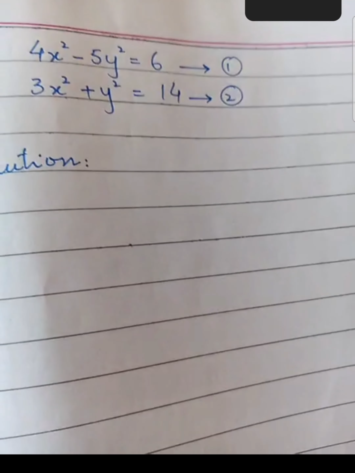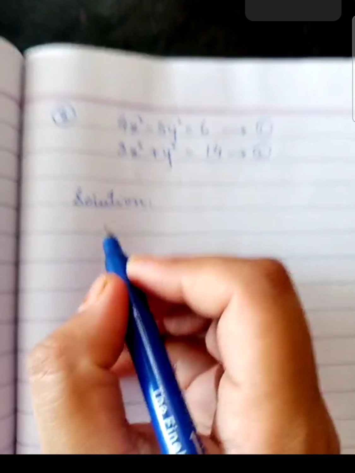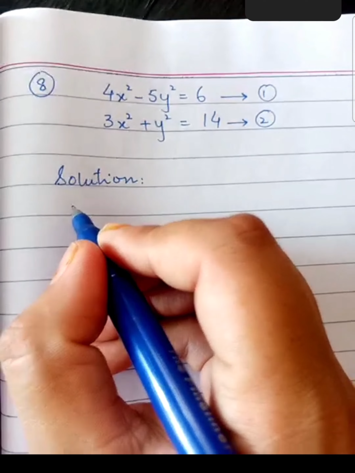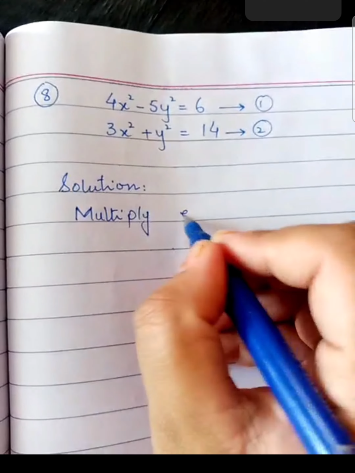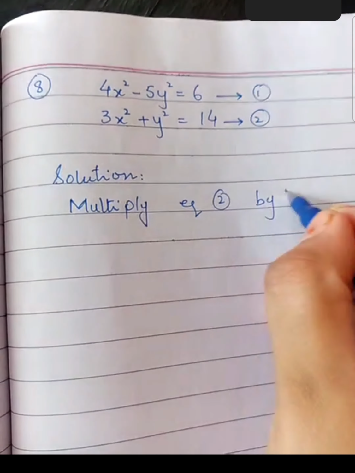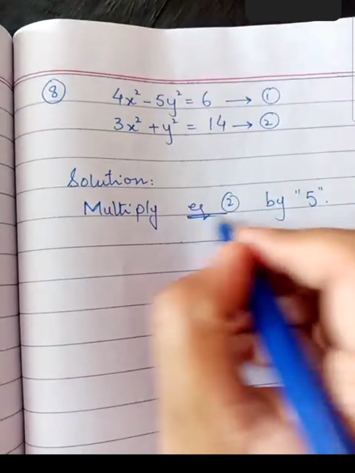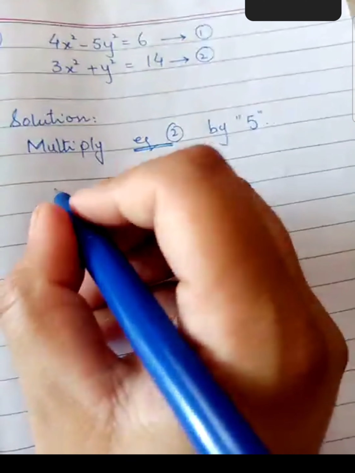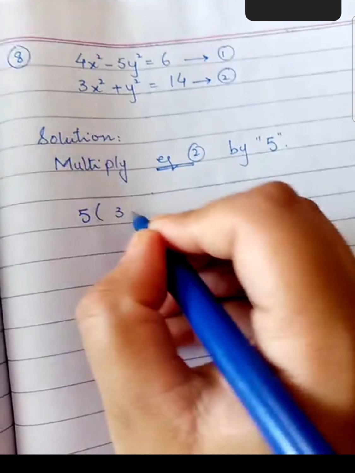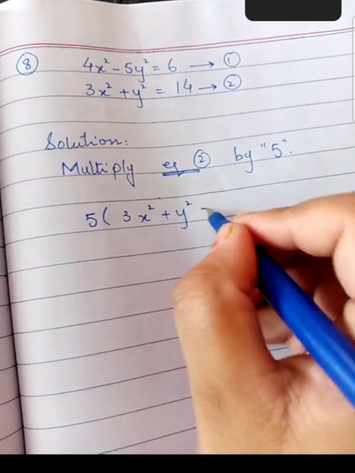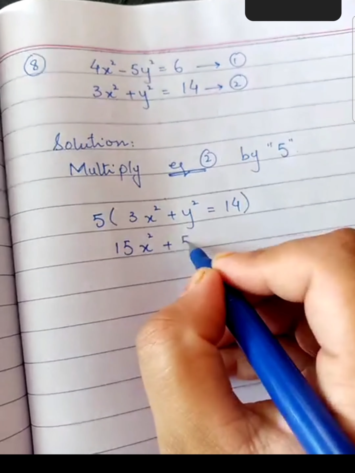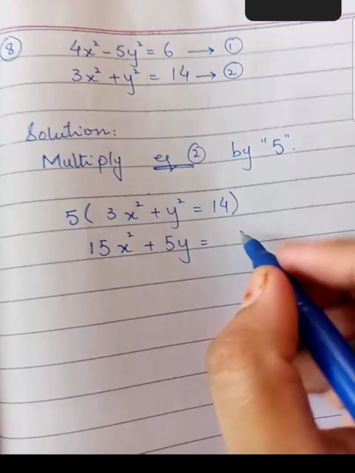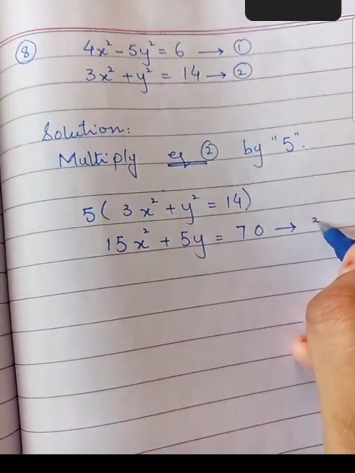5. So what will be my statement here? Multiply equation 2 by 5. Yes, very good. You must write equation, it means you are saying about the equation, and it is a constant number that you are going to multiply to make the coefficient equal. 5 times 3x square plus y square is equals to 14. 5 times 3 is 15x square plus 5y square is equals to 14 times 5 is 70. Let it be equation number 3.